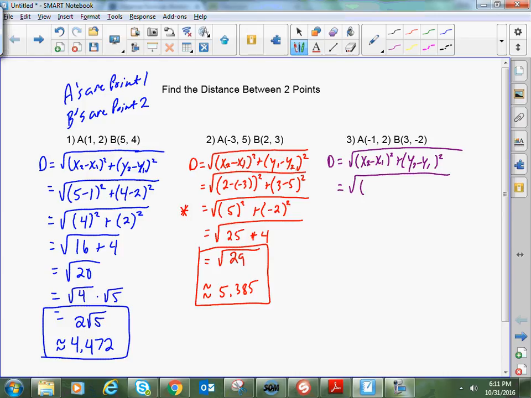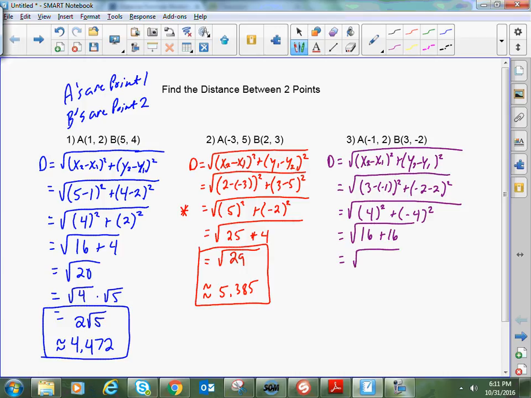So here, the difference of the x's, keeping b the second point and a the first point, I'm going to say 3 minus negative 1, and I'm going to square that. And then I'm going to say negative 2 minus 2, and I'm going to square that. Inside the first set of parentheses, 3 minus negative 1 is going to give me a positive 4. And negative 2 minus 2 is going to give me a negative 4 here. Well, positive 4 squared is 16, and negative 4 squared is also 16.